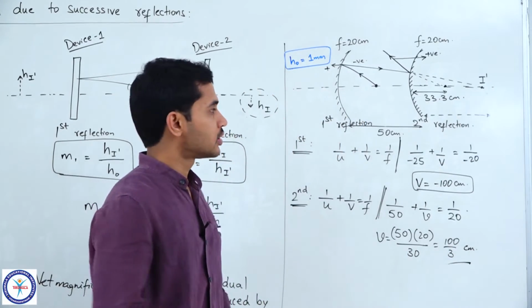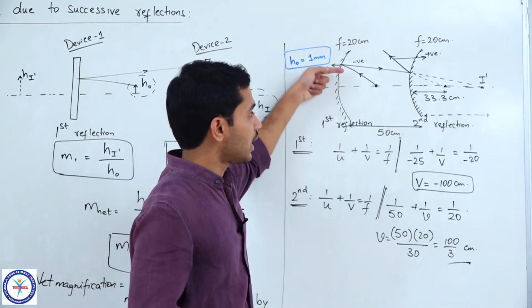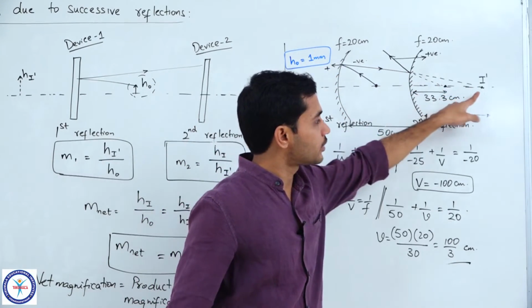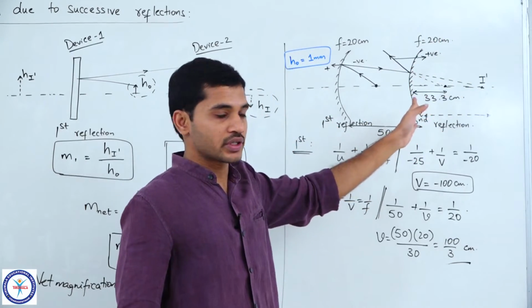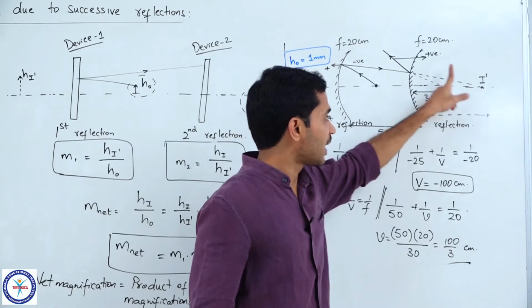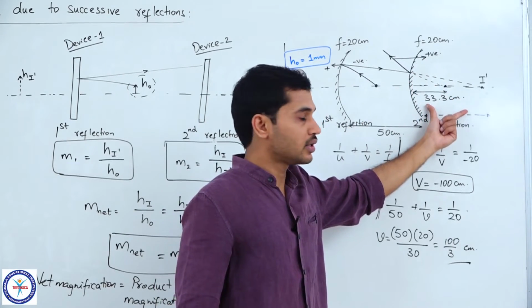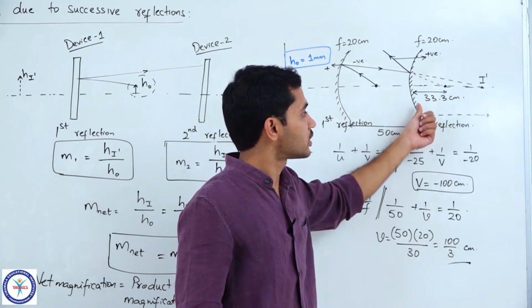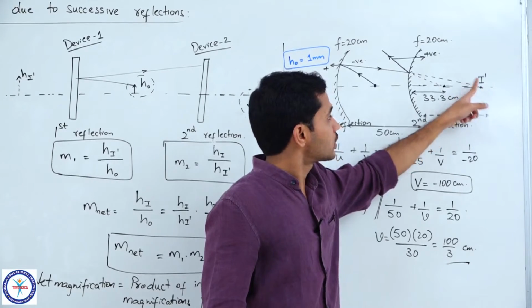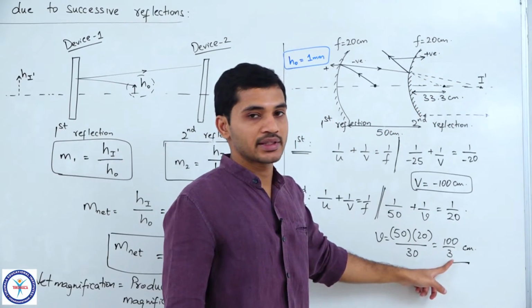I hope this is clear. So the first light ray has struck the concave mirror. After reflection, it is trying to form an image at this position, but a convex mirror is obstructing it. So this image will act as an object for the convex mirror. It is 50 centimeters behind. So plus 50 is what we have taken as the object distance for the convex mirror. So for this object, this convex mirror is forming an image at 100 by 3 centimeters.